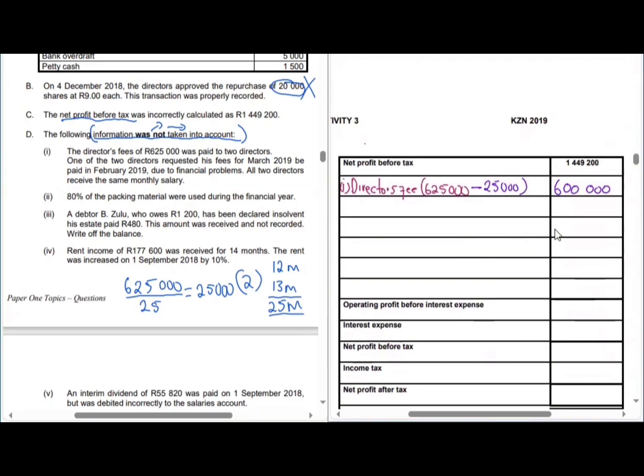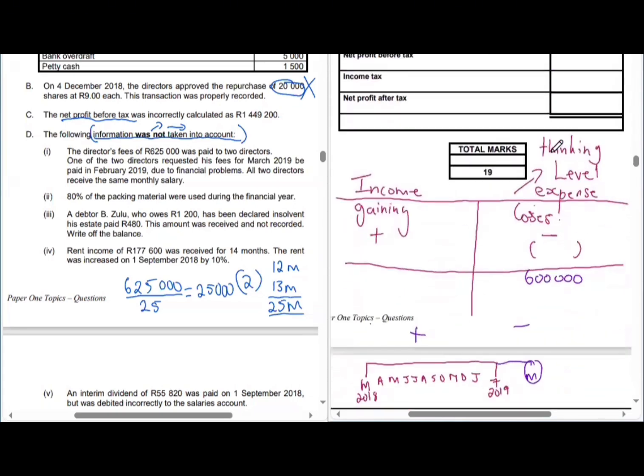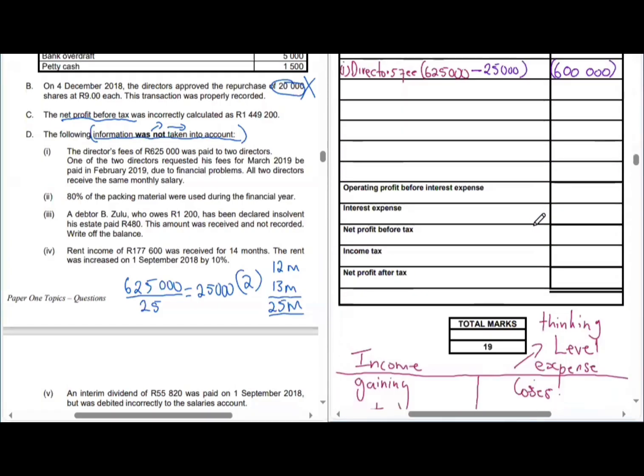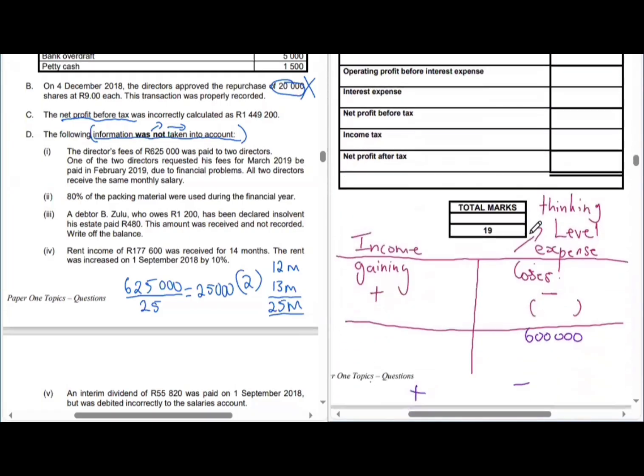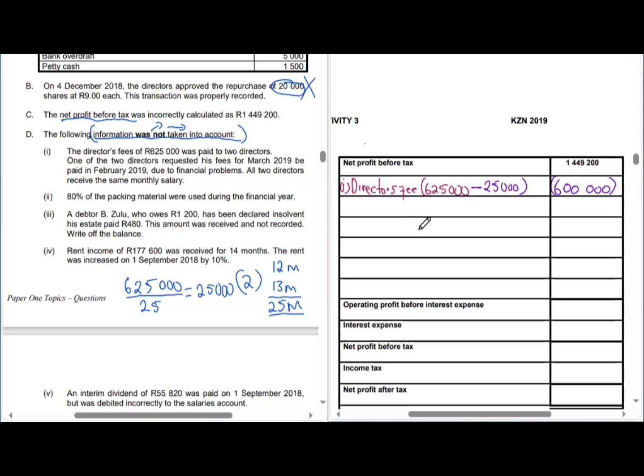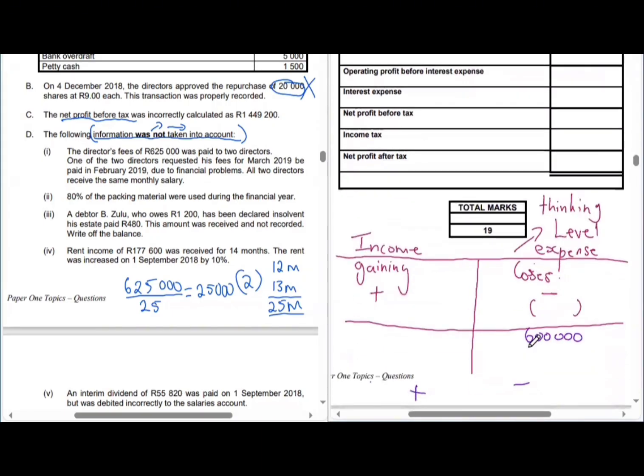So we know this 600,000 is an expense, so it must be shown under brackets. And please, it's very important to have this thinking skill whenever you do this incorrect net profit before tax. Just have a mini table aside and make sure that you think out of the box. So directors' fees in our income statement are recorded as operating expenses. So this is an expense, so it's going to affect us in a negative way in the business. Thank you so much.